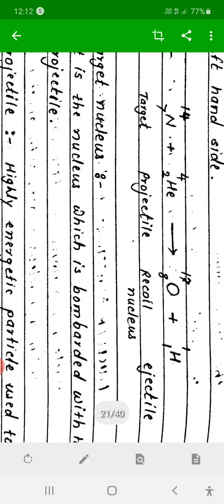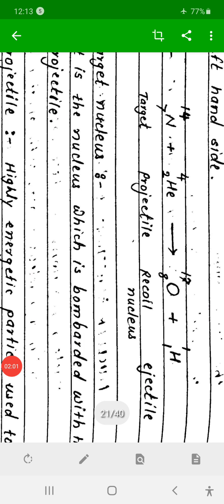nuclear transmutation reaction: nitrogen 7 14 as a target nucleus, which is bombarded by a projectile, that is helium, He 2 4. Then that nitrogen target is converted, by the process of radioactivity, into a new nucleus, the recoil nucleus, which is oxygen 8 17, and it also emits a small particle, that is a proton, known as the ejectile, H 1 1.